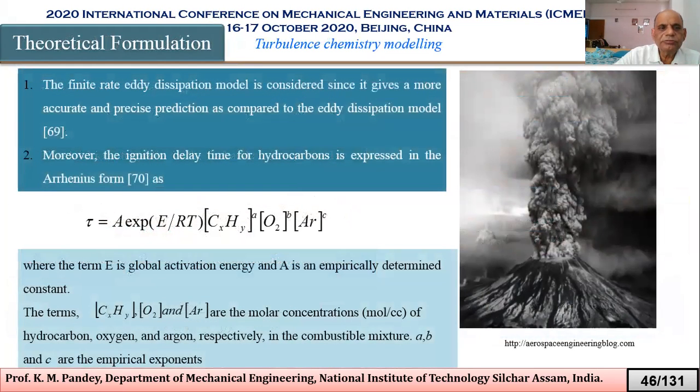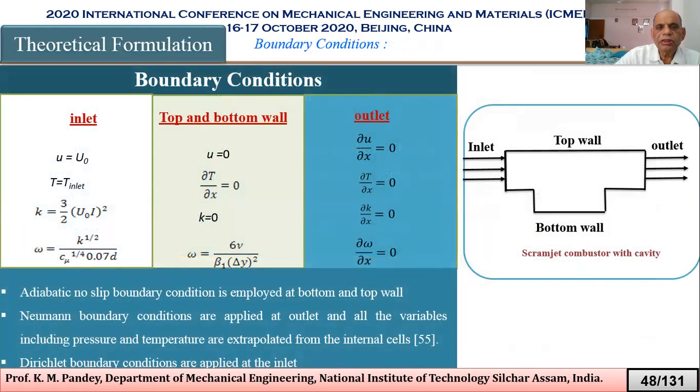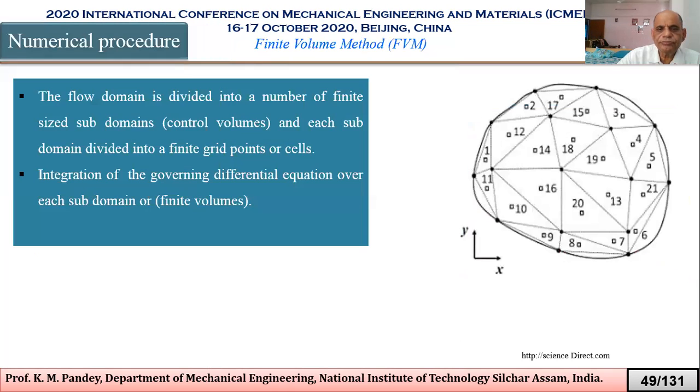And after this, the finite rate eddy dissipation model is considered since it gives a more accurate and precise prediction as compared to the eddy dissipation model. Then boundary conditions we have chosen, and it is shown here in the figure also. Adiabatic, no slip boundary condition is imposed at the bottom and top wall. Neumann boundary conditions are applied at the outlet, where all the variables, including pressure and temperature, are extrapolated from the internal cells, and Dirichlet boundary conditions are applied at the inlet.